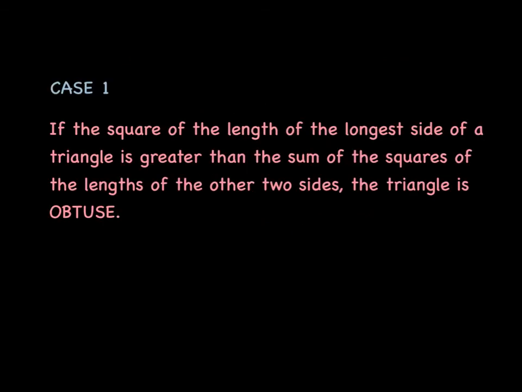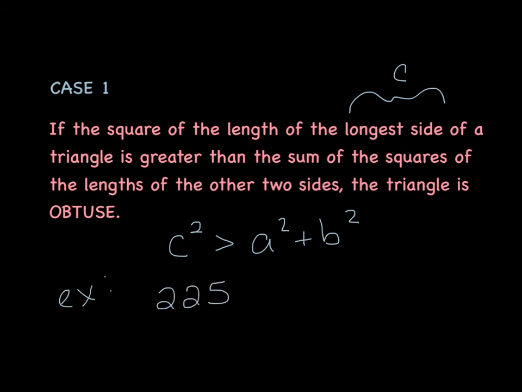So the first case that we have is if the square of the length of the longest side, which we always call c, of a triangle is greater than the sum of the squares of the lengths of the other two sides. So if c squared is bigger than a squared plus b squared, then the triangle is obtuse. So for example, the one that we just looked at, 225 is smaller than 289, so 289 is greater than the sum. So this triangle is actually an obtuse triangle.